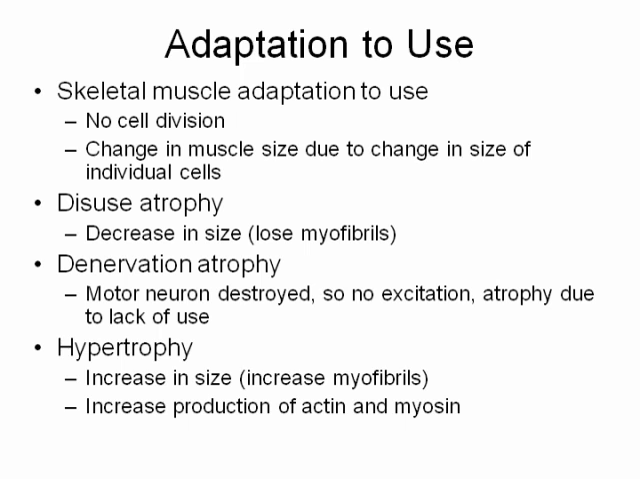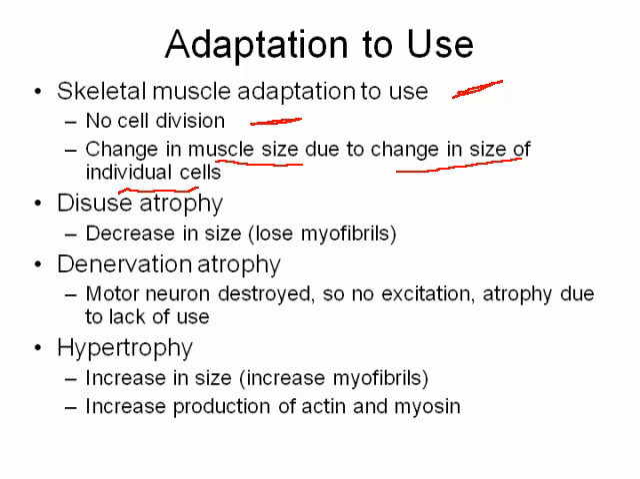You can also have adaptation to use. Now, this can mean, of course, the effect of training where you actually enhance muscle function, but it also can be the effect of detraining when somebody is not actively undergoing training. Muscle rapidly becomes less effective in its ability to contract. So skeletal muscle adapts to use. There is no cell division. What you do is you change muscle size due to a change in the size of the individual cells.